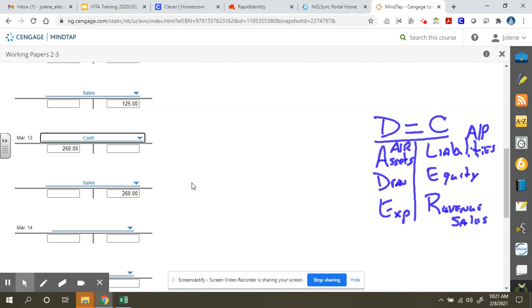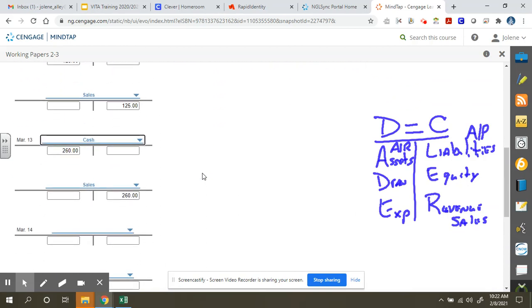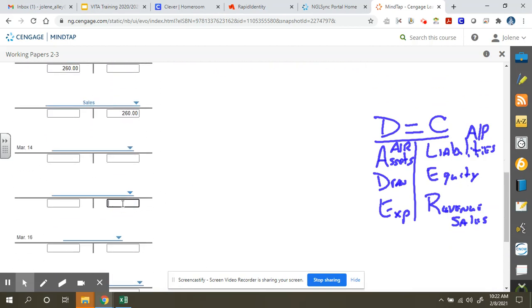Okay? Hope that's okay. The 14th, paid cash for the telephone bill, $54. We got to figure out what two accounts are being impacted. Well, first of all, we know cash. And cash, it says paid. So in this case, cash is not increasing. Cash is decreasing by $54.